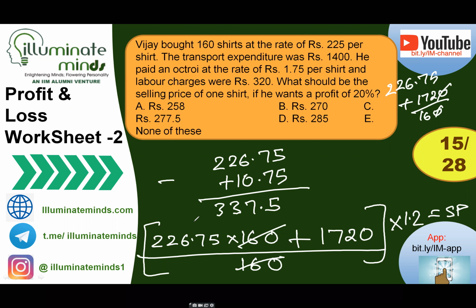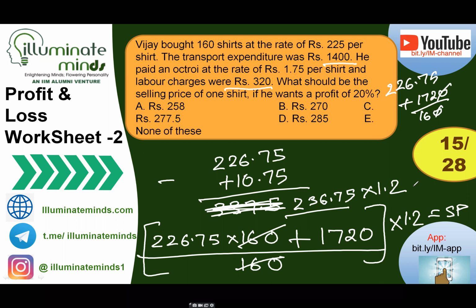The number of shirts were 160 only, no? Just a minute, guys. Yeah, 225 per shirt plus octroi gives 226.75, that's correct. Transport expenditure was 1400 plus labor charges 320, that's also correct. Divided by, so I did an error over here. This is wrong. This is 236.75. So I need to multiply it with 1.2 to reach my final answer.